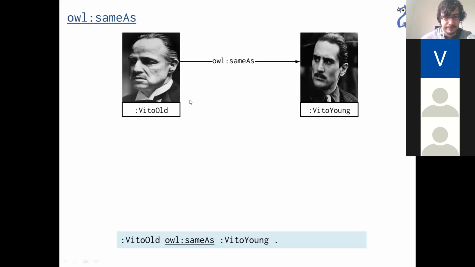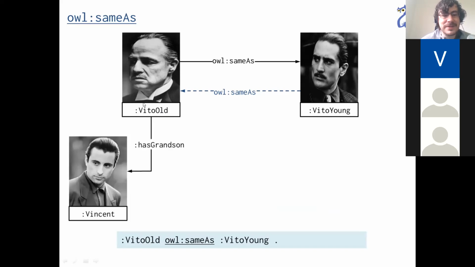So what same as does, we could say that Vito old and Vito young. There are some arguments to be made that these are not really the same, because they're two different characters played by two different actors and so forth. But if we assume that we're really talking about the fictional person, we can say that these two are the same in some way. If we claim that Vito old is the same as Vito young, we can infer Vito young is the same as Vito old, okay?